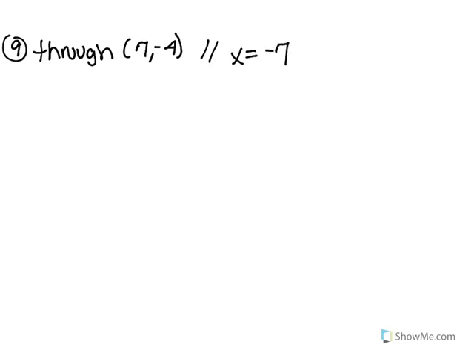Okay, number 9, it says we're going to write the equation of a line going through the point 7, -4, and it's parallel to x equals -7. So again, this is a special line. This is a vertical line, but I'm asking that you give me the parallel to it. So that would mean if it has to hit this point, then it has to be a vertical line that's going through 7. So my equation would just be x equals 7.